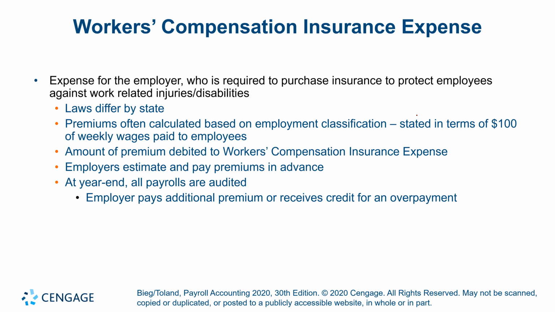Stated in terms of $100 of weekly wages paid to employees, the amount of premium is debited to workers' compensation insurance expense. Employers estimate and pay premiums in advance. At year end, all payrolls are audited. The employer pays an additional premium or receives a credit for an overpayment.